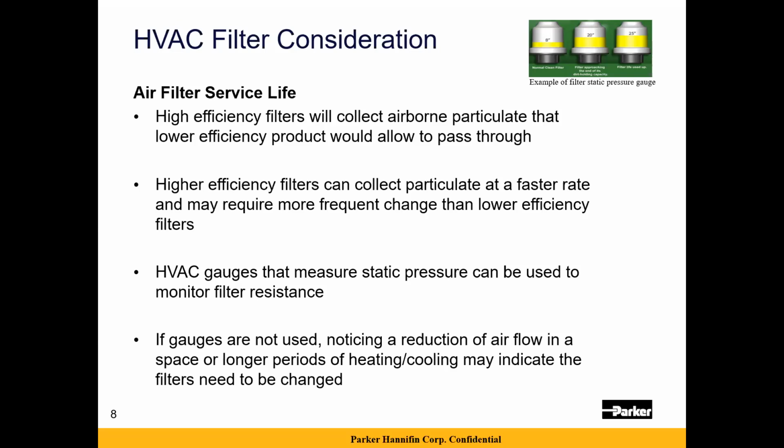So the best way to combat this is to install HVAC filter gauges. These can be magnehelic gauges, they can be water gauges that measure the filter resistance in the system. In those kinds of cases, you don't want to let the filter resistance rise higher than what the HVAC system can handle. If gauges are not used, then generally people would make a change out of air filtration based upon a noticed reduction in airflow.